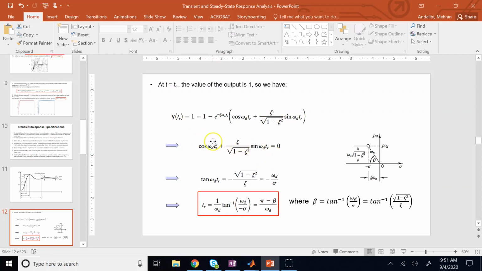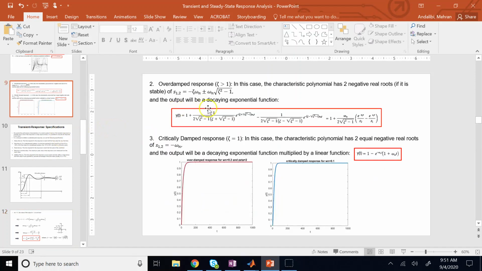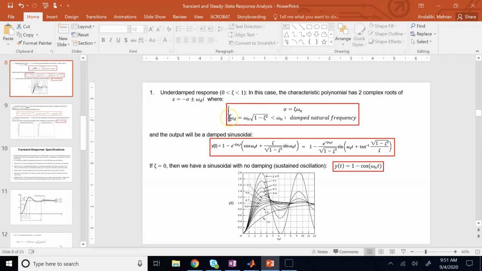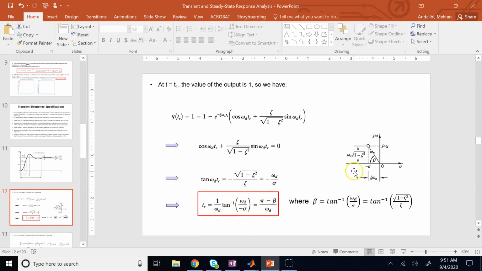And here, if you divide both sides by cosine of omega d times tr, this is going to be 1. That is going to be some number times tangent. Then you solve for tangent of the angle, and then you take arc tangent to solve for the rise time. And you can show that the rise time is pi minus beta over omega d, where omega d, based on our definition, was omega n square root of 1 minus zeta squared.